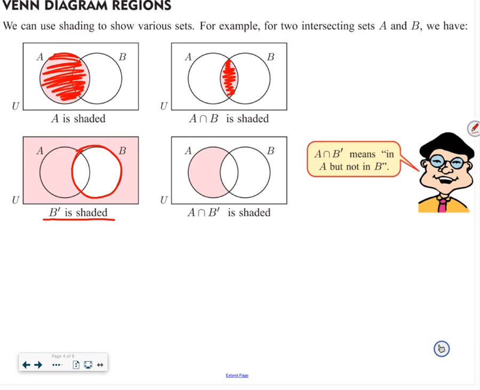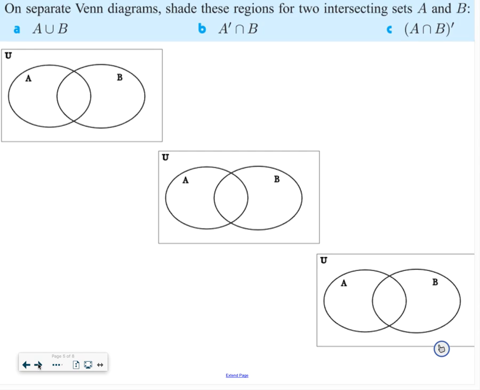So remember B prime is not in B, or the complement of B, also known as. So what is shaded, what is in A but not in B? Well, that's where we get this region, and it's that kind of moon looking shape there. On these diagrams, we want to shade the regions that are being discussed.